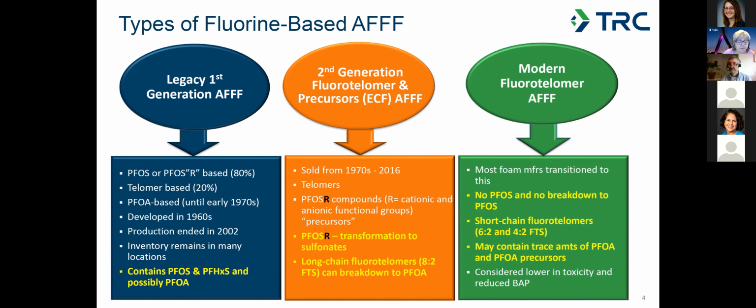20% were 8,2-fluorotelomere sulfonate based, sold by other companies, not 3M. Sales ended about 2002, but many locations may still contain this in their inventory. These foams typically contain PFOS, perfluorohexane sulfonic acid, and maybe even PFOA. Some of the early AFFF from the 1960s to early 1970s was also PFOA based. Second is the legacy second generation AFFF. They were sold from about the 1970s to about 2016.